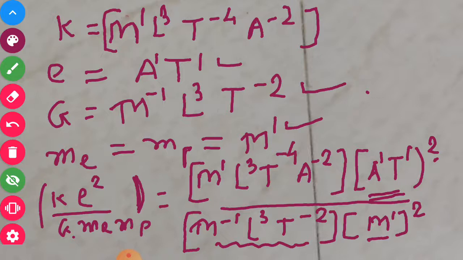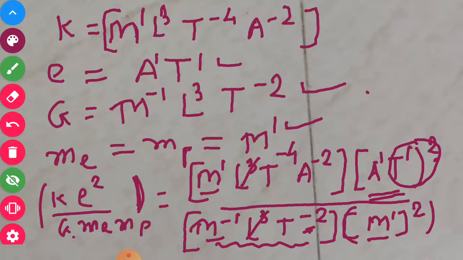cancelled out. Say M¹ it is. Now this M¹ will go in the numerator, so this becomes M², then in the denominator there will be M², so that M² and M² will be cancelled out. Similarly L³ here will be cancelled out. Then T⁻² is here, that T⁻² will go up. So here this becomes T², and this T⁻² will go up and it becomes T to the positive 2.